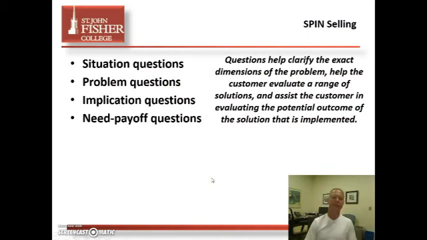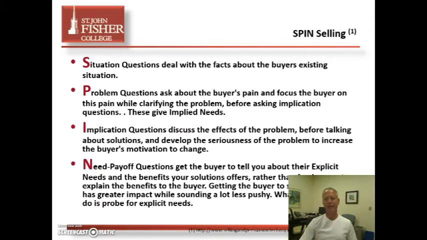So again, here's SPIN selling: situational questions, problem questions, implication questions, and need payoff questions. S, P, I, N. And they're questions that help clarify the exact dimensions of the problem, etc. Hopefully, this is not new to you because we've been using it every single time we're together, but it bears going over because, again, this is what we use for both the undergraduate and at the graduate level.